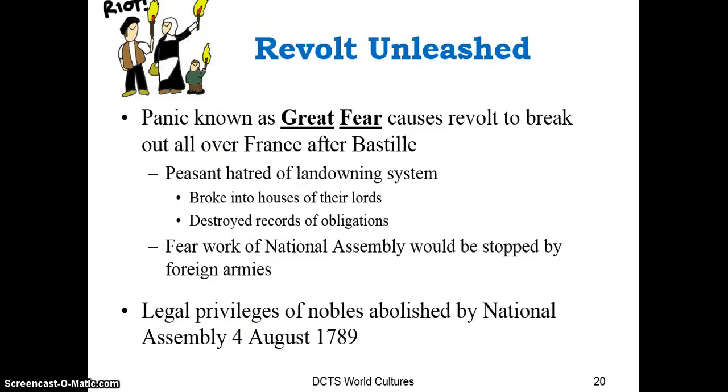Panic, known as the Great Fear, causes revolt to break out all over France after the Bastille. Many people of France hear about the storming of the Bastille and they start to become afraid of what's going on. Peasant hatred of the landowning system: they broke into houses of their lords, destroyed records of obligations, otherwise known as credit records.